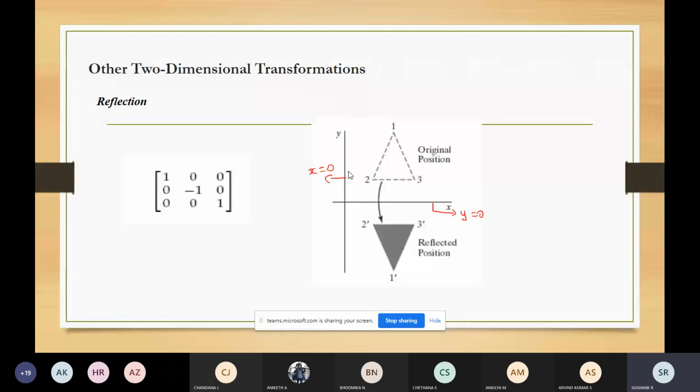The image will be generated by rotating the object around 180 degrees about the reflection axis. So when y is 0, see here, y will be 0. So we will call this the x-axis. When y is 0, that is nothing but we are referring to the x-axis.